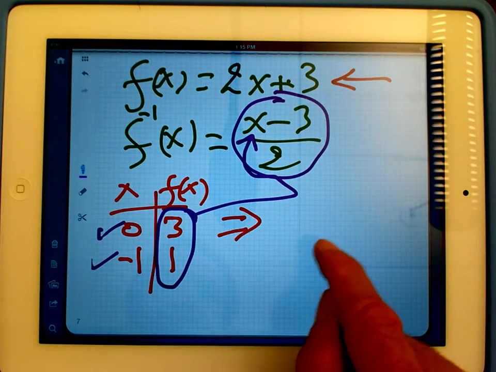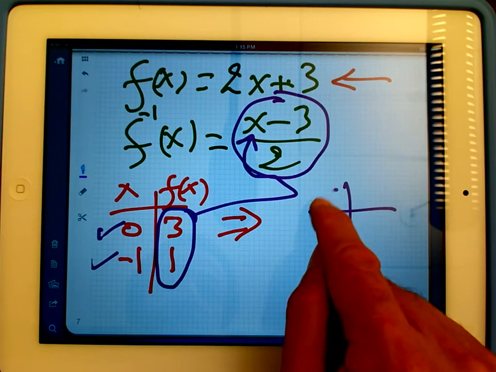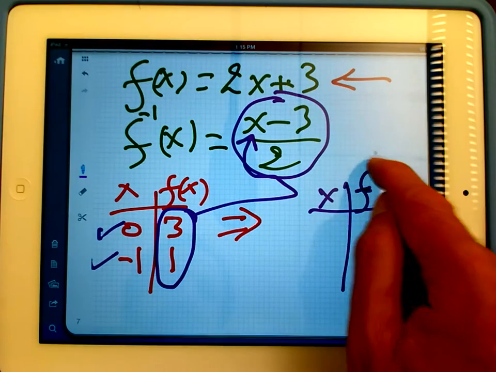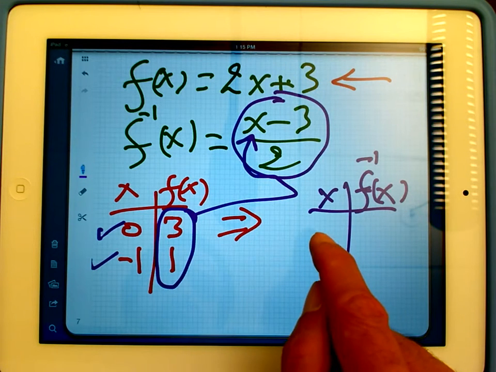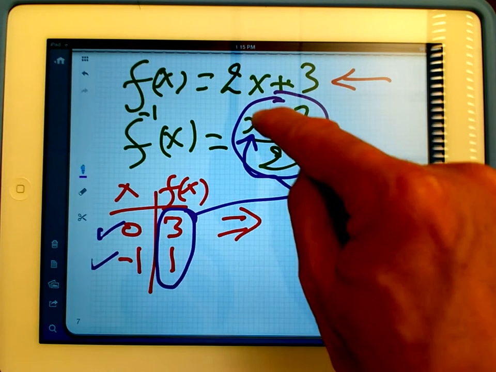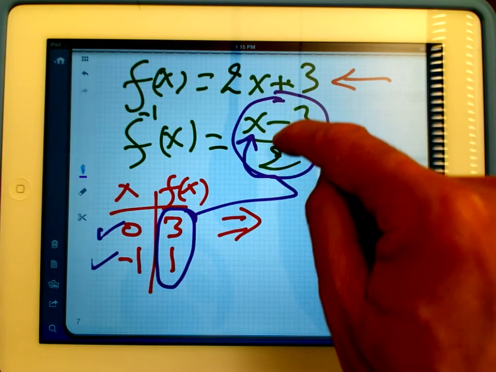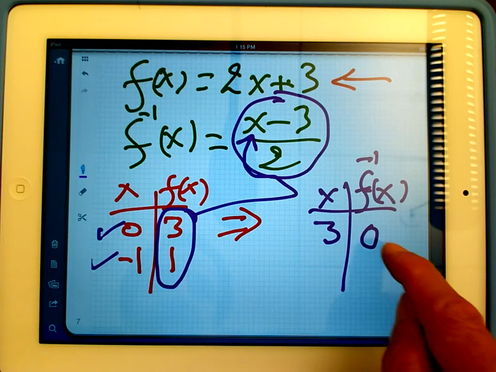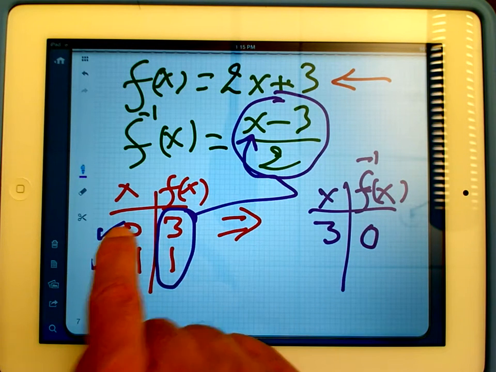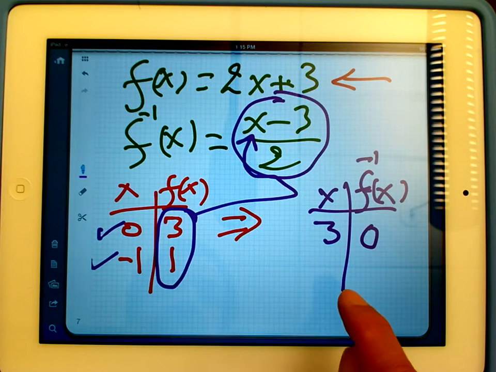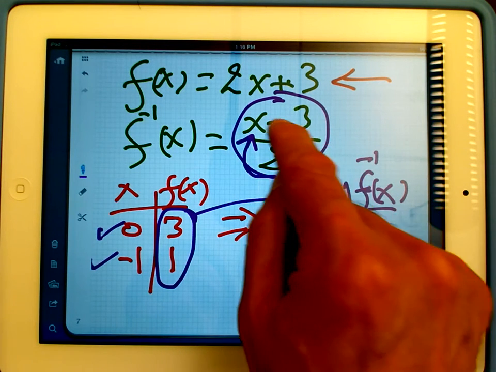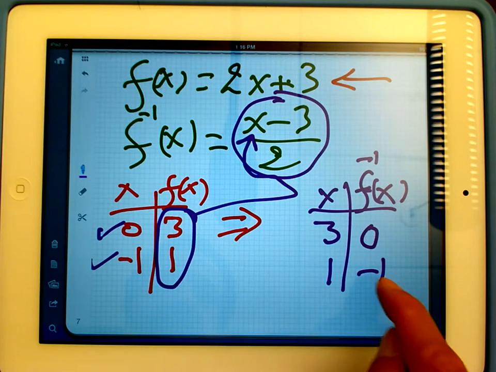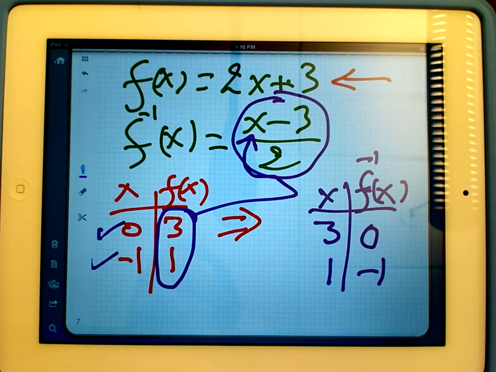So let's do that. Let's make a table of values, x and inverse f of x. At this point, let's substitute 3. 3 minus 3 is 0, 0 divided by 2 is 0. Lo and behold, that's the very value that we got over there. And if we substitute 1, then 1 minus 3 is negative 2. Negative 2 divided by 2 is negative 1. Lo and behold, that's exactly the same.